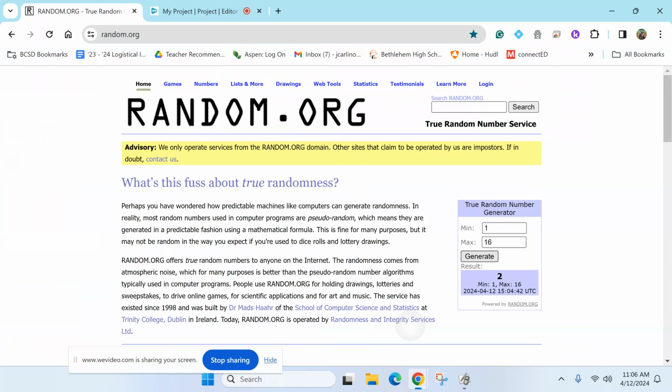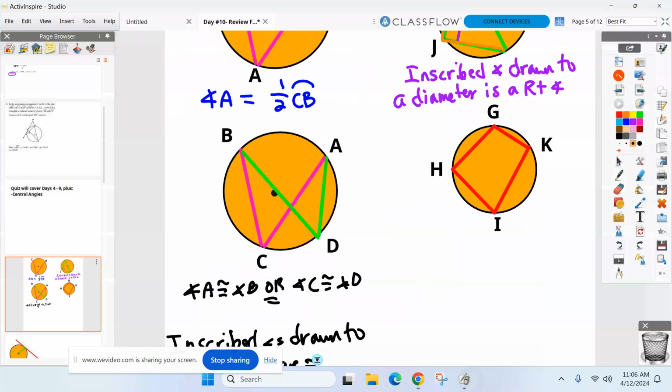Doyle, anything? Angle G is congruent to angle I. Not congruent. There is a relationship, but they're not congruent. Oh, supplemental, yes. Opposite angles in an inscribed quadrilateral are supplementary, and I just put congruent. They are supplementary.